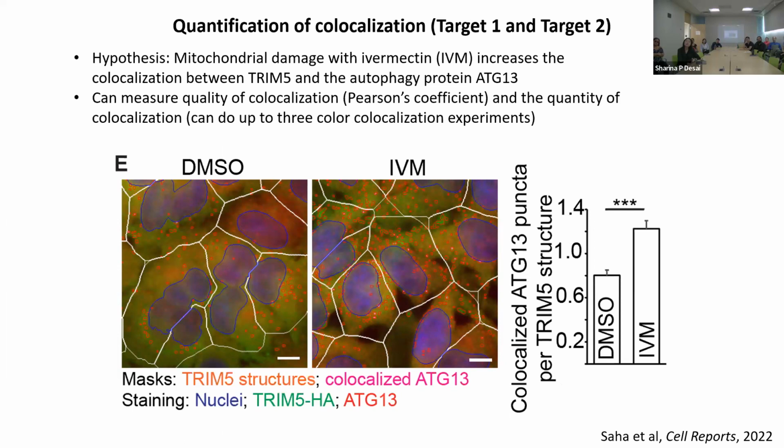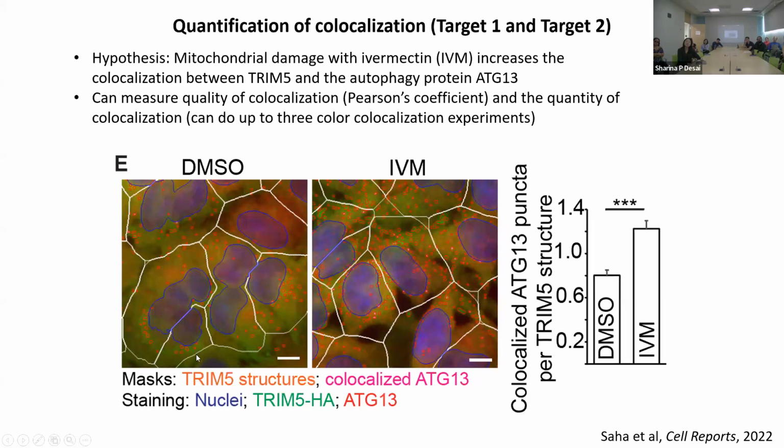Of course, the reason that the co-localization bioapp exists is to measure more than one target and actually measure co-localization, which of course you can do. And you can get measures of the quality of the co-localization. So this would be your Pearson's coefficient, where the number 1 would be perfect co-localization. You can also measure the quantity of co-localization, which is often what we want to do and what I'm showing here. And you can do this for up to 3 color co-localization experiments.